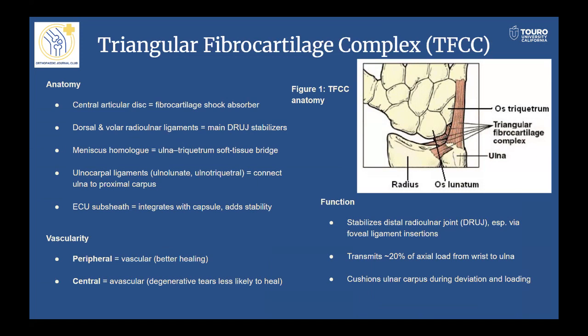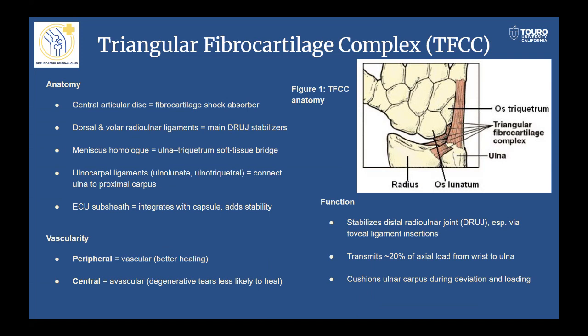A meniscus homologue, the ulna triquetrum soft tissue bridge, is a very small soft tissue connection between the ulna and the triquetrum, and it again helps with stability. It tethers the ulna and the lunate and triquetrum all together and just adds more stability to the wrist. The ECU subsheath is the sheath around the ECU tendon that ties into the capsule. And again, all of this serves to stabilize the joint.